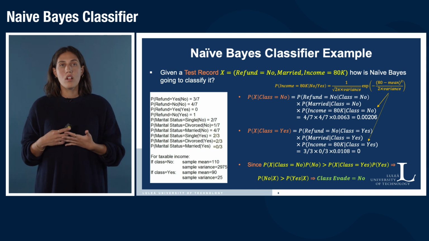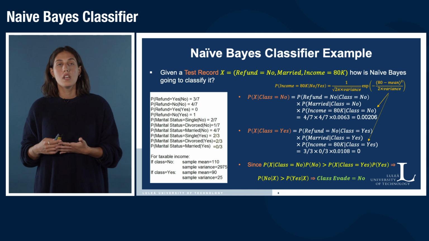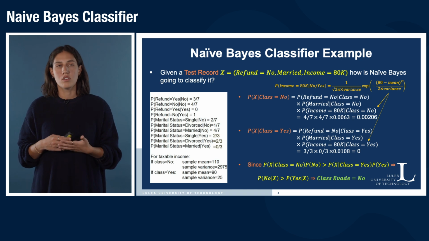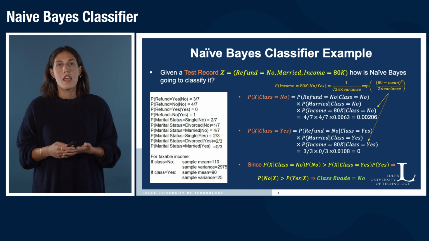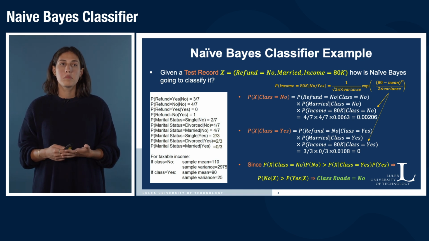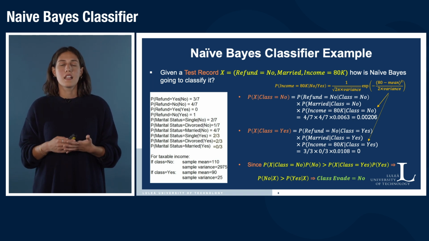So now that we have all these, we compute the probability of x given that the class evade no, which is the probability of no refund given no evade, times the probability of married given class no evade, times the probability of taxable income 80,000 given evade no. And accordingly, we compute the class evade yes. And since we see that the probability of X given no evade times the probability of no is larger than the probability of yes, the NaiveBayes classifies the record as no.